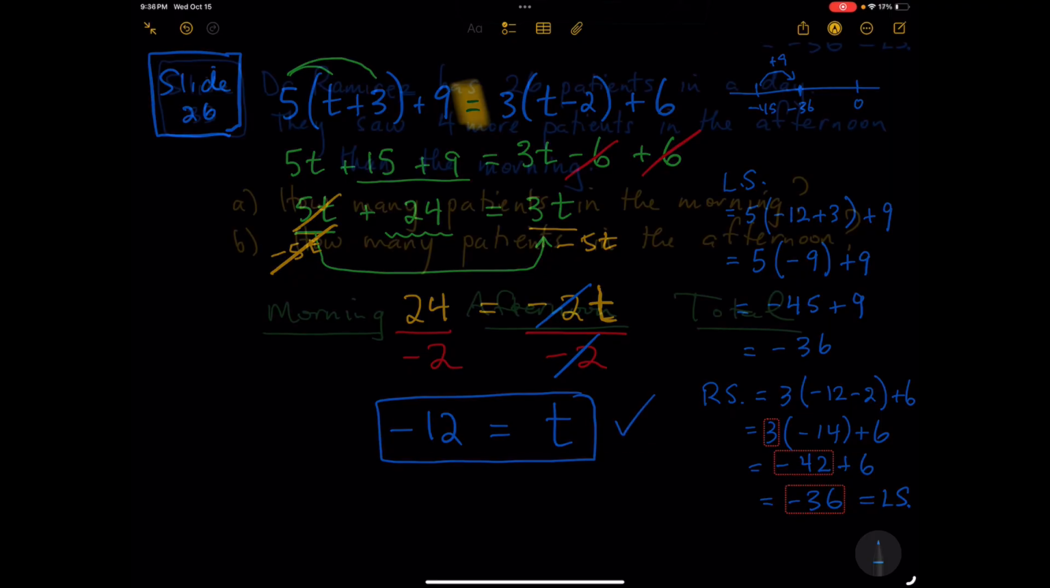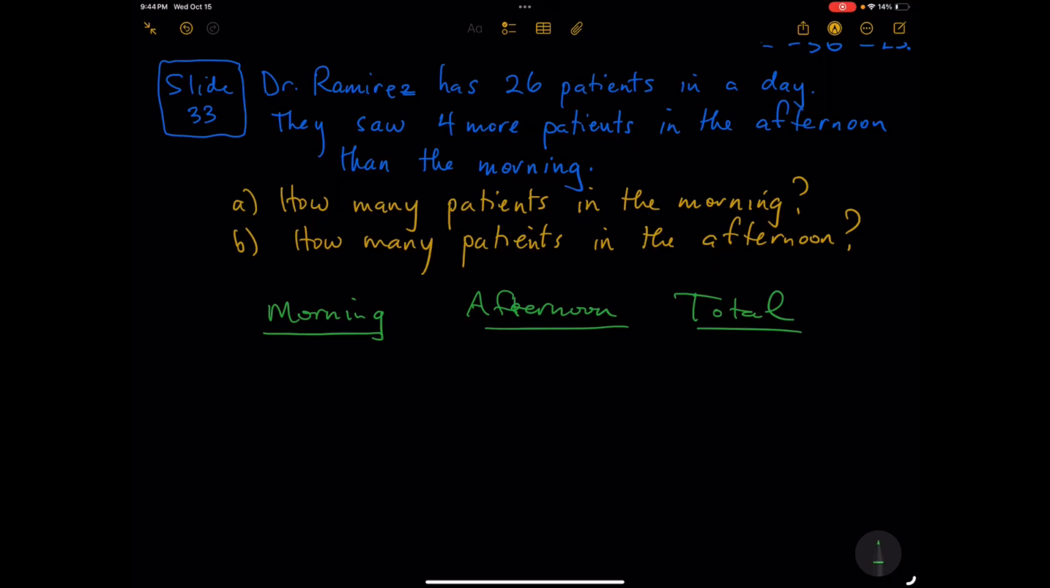All right. Today, Dr. Ramirez has 26 patients in a day. They saw 4 more patients in the afternoon than the morning. And then the question, how many patients in the morning? And part B, how many patients in the afternoon? So if we think about that, we know we have 26 patients altogether. And how many in the morning? We don't know. Let's say that's X. That's going to stand for the number of patients in the morning.